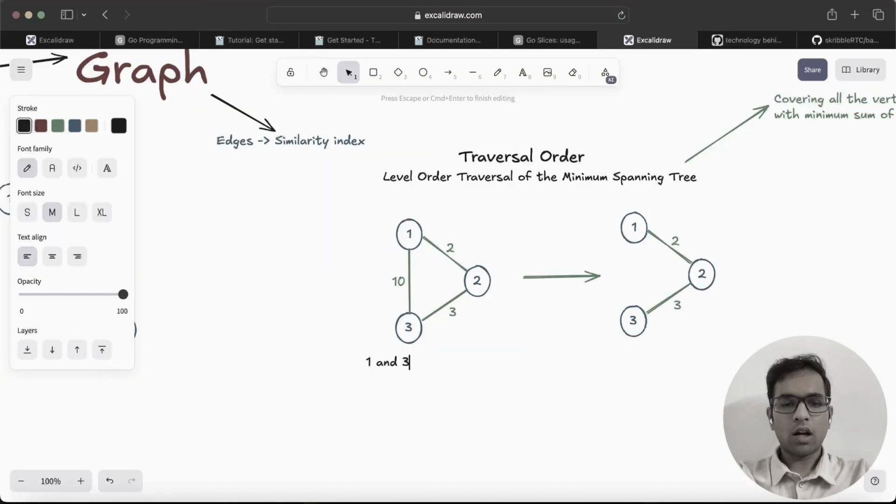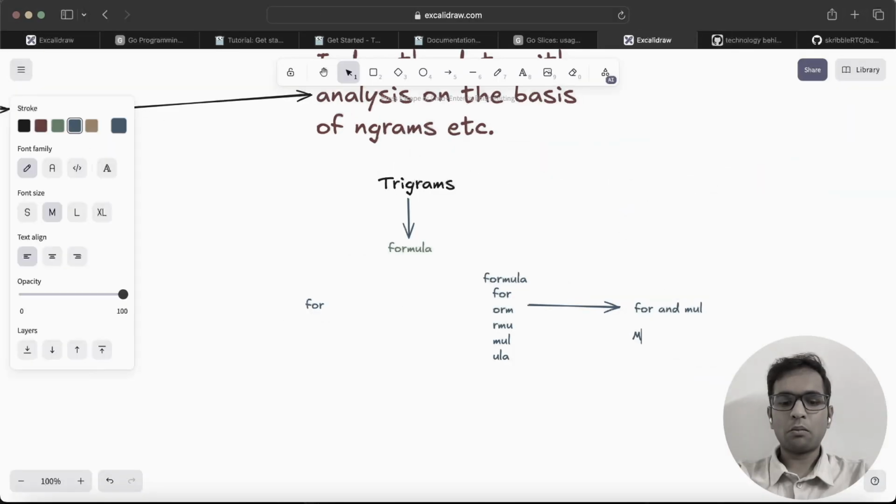and 3 are more similar than 1 and 2 or 2 and 3 in a lot of scenarios, but the problem is that they might not be adjacent. This is something interesting.